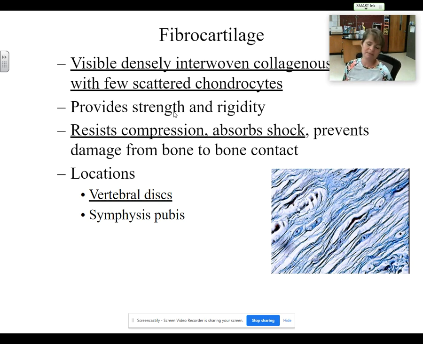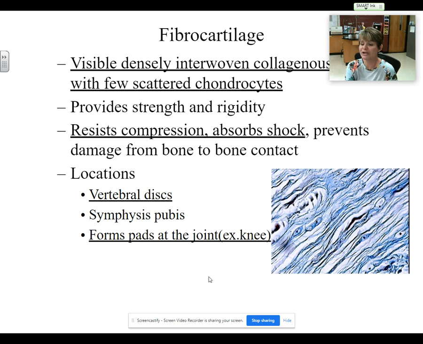So if you've ever heard of anybody saying, oh, I have a slipped disc in my spine or something, well, they have damaged fibrocartilage in their spine. You can find it in your symphysis pubis, which is basically where your two hip bones come together in the front. Right in between where they come together, there is a pad of fibrocartilage that prevents those two bones from bumping into one another when you move around and causing pain.